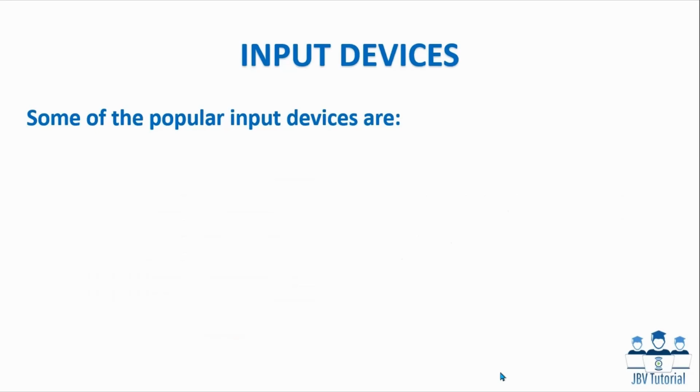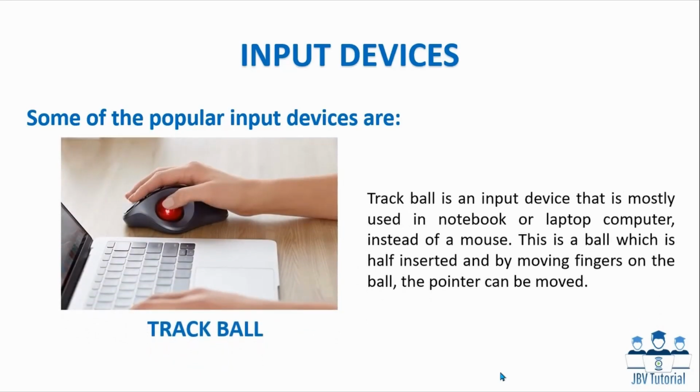5. Trackball. Trackball is an input device that is mostly used in notebook or laptop computers instead of a mouse. This is a ball which is half inserted, and by moving fingers on the ball, the pointer can be moved. Since the whole device is not moved, a trackball requires less space than a mouse. A trackball comes in various shapes like a ball, a button, or a square.